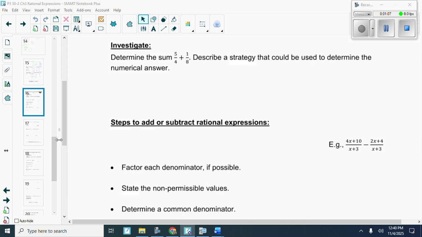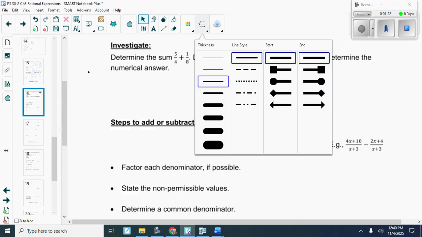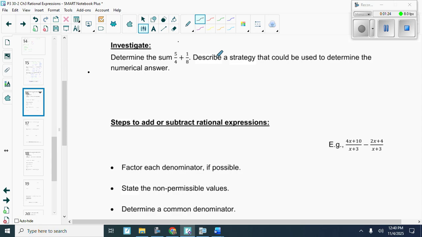So in this example, we have 5/4 and we want to add 1/8. We would choose the common denominator of 8, because 8 likes 8, and 4, we can just multiply by 2 to get to 8. So the way that it works is, we're going to write an equivalent fraction.